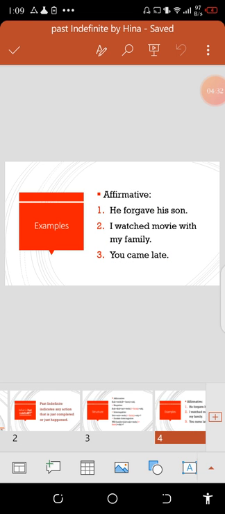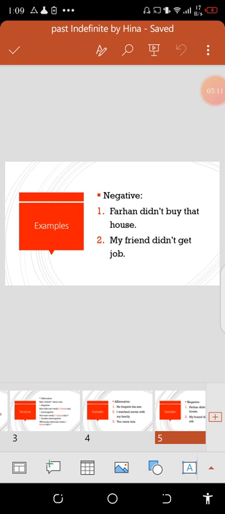Now take the examples of the affirmative. It's very simple: he forgave his son. He is the subject, forgave is the second form of verb, his son is the object. I watched a movie with my family. Remember that we are talking about actions that have just happened, not 2 years back, 3 years back. He forgave his son means about a few days back we are talking about. I watched a movie with my family, you came late.